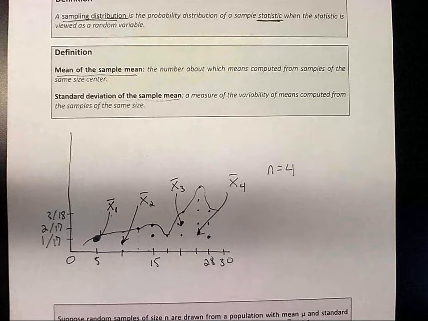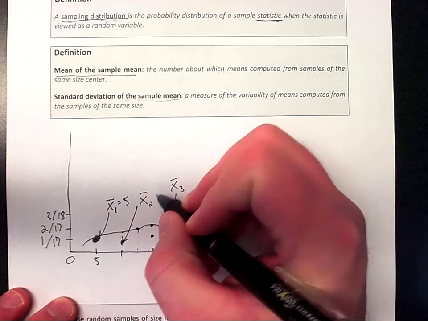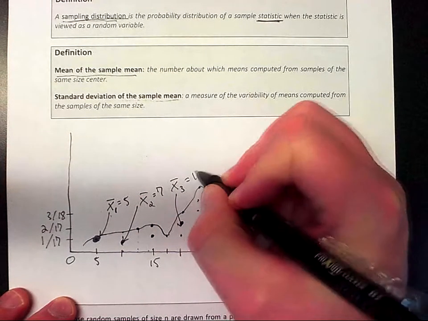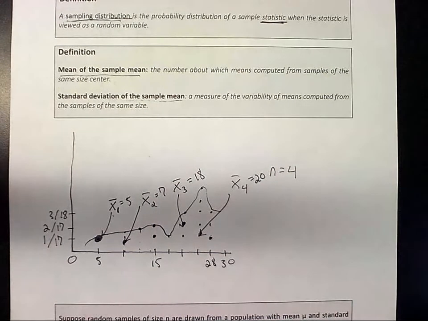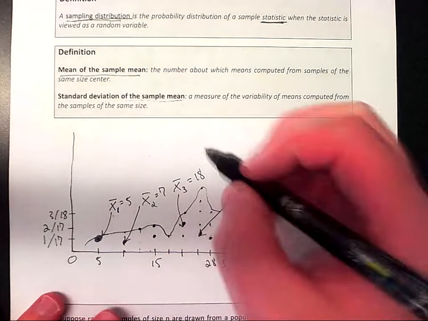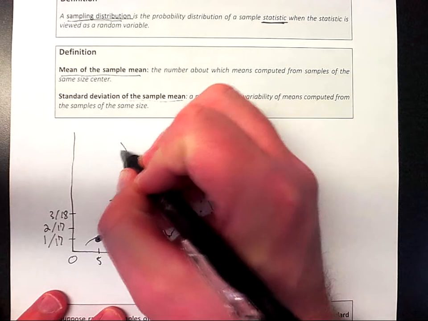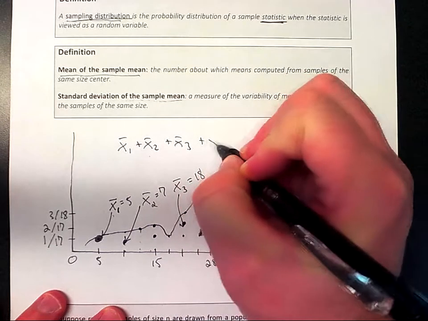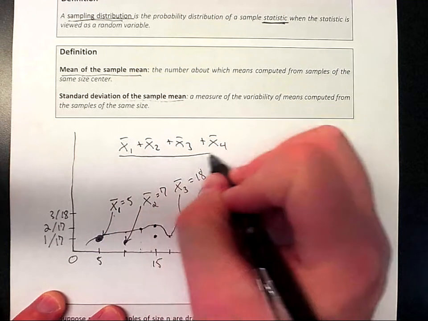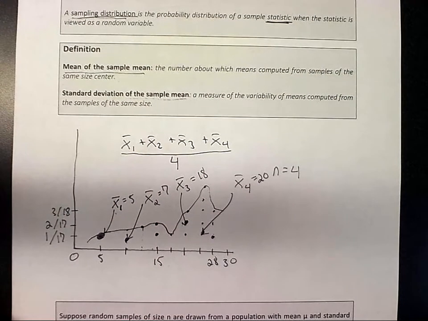What I can also do then, let's say this is the number 5, this is the number 7, this is 18, and this is 20, right? I could take the average of these averages, right? The average of the averages. So I could take x bar 1 plus x bar 2 plus x bar 3 plus x bar 4, and I could divide that by 4. And now I'm taking the average of each group's average. Everybody good with that? All right.